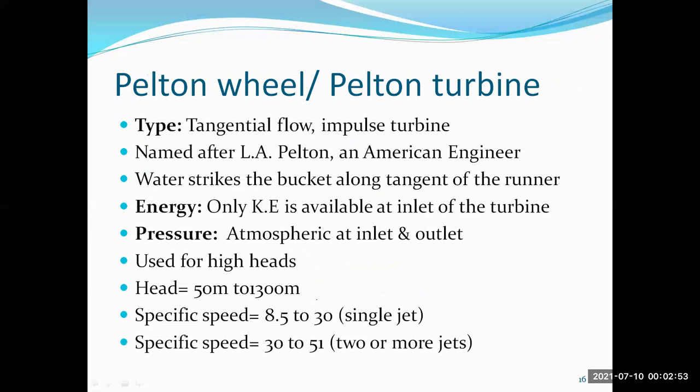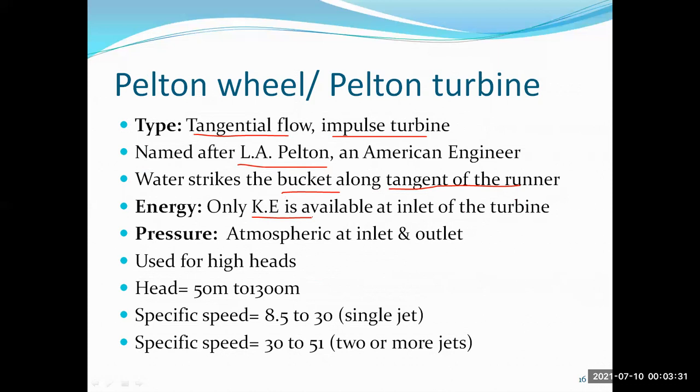A Pelton wheel is a tangential flow impulse turbine, which means the water enters in the tangential direction, tangent to the runner. This turbine is named after A.L. Pelton, who was an American engineer. Here the water strikes the buckets along the tangent of the runner. The energy available at the inlet is kinetic energy, and the pressure at both inlet and outlet is atmospheric pressure.